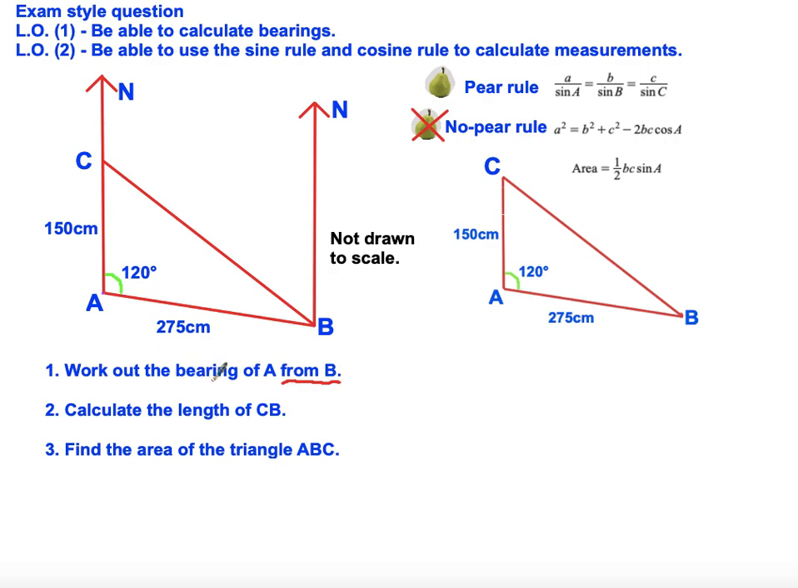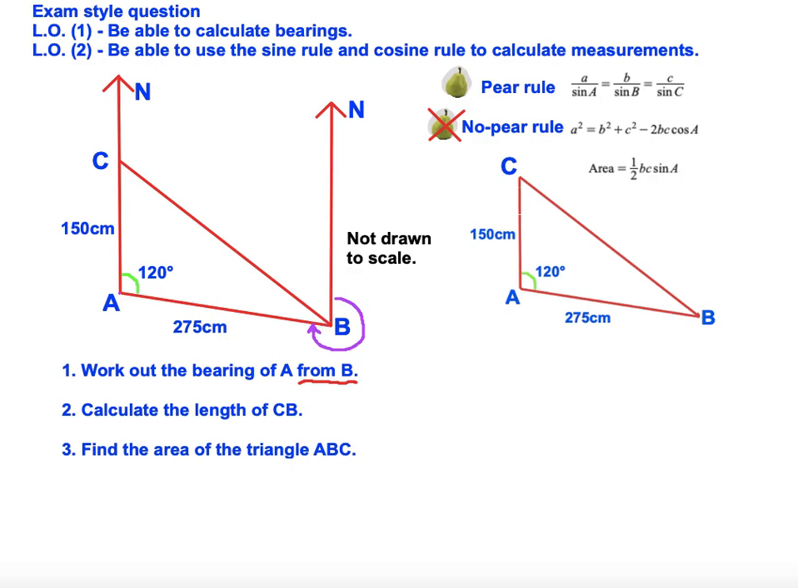Now when we're calculating bearings, we measure from north. So we're going to be measuring the turn from B to the direction of A. So we're going to be measuring this angle here to calculate the bearing. Now we're going to do this using angle rules rather than actually using our protractor.